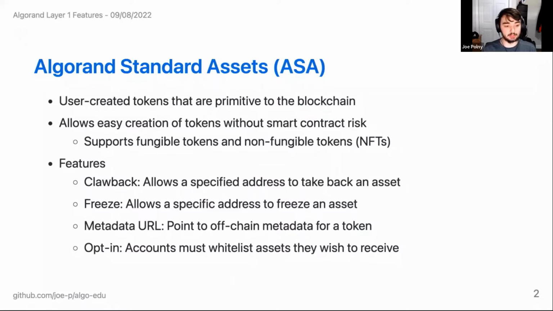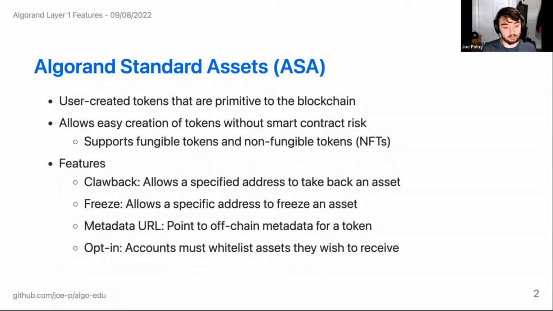Some of the features that are good to know about these standard assets, or tokens, on Algorand is that you can claw them back. You can have an address that allows that person to take back the asset. You can also have a freeze, so you can freeze an asset in a given person's wallet.